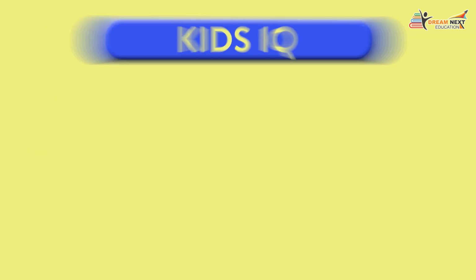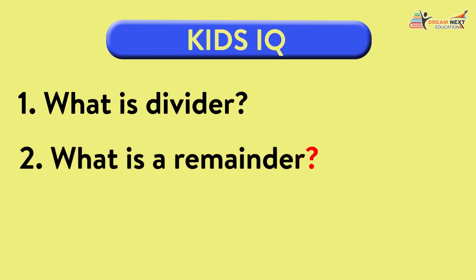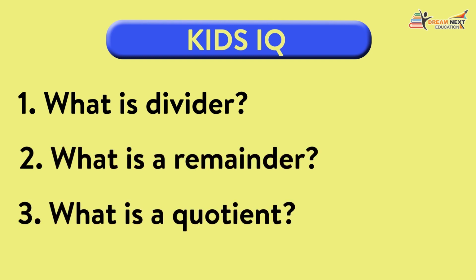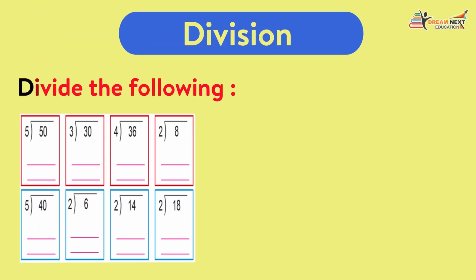Exercise. Kids IQ. 1. What is divisor? 2. What is remainder? 3. What is quotient? Teacher's note. Make children understand terms like division, quotient, dividend and remainder. Give them exercise to learn. Division. Divide the following.